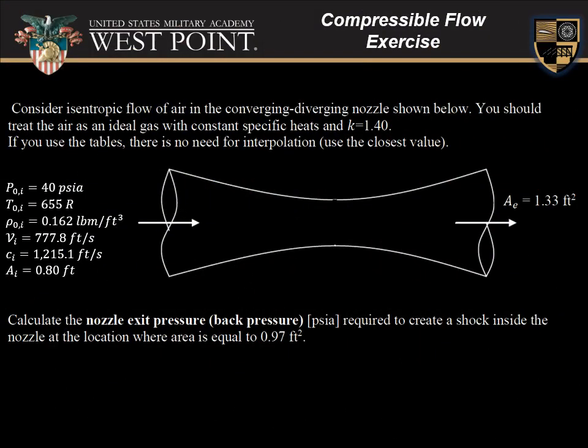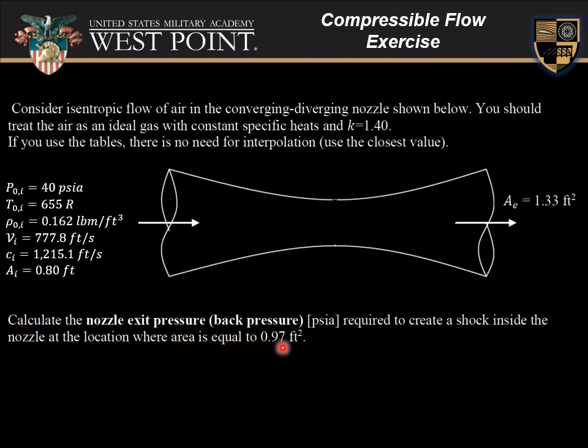So let's get into our problem so we can do some calculations. So what we have here is a converging diverging nozzle. See the shape. And we're going to consider the flow isentropic. That's one of our key assumptions that we've built on the previous compressible flow lessons. We'll treat our air as ideal gas with constant specific heats, and doing those two things will allow us to use the tables A18 and A19 in our reference manual. We'll make it easy on ourselves. We won't have to do interpolation. We'll just pick the closest value to make solving the problem faster and easier.